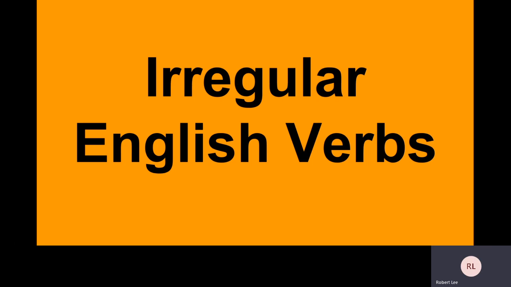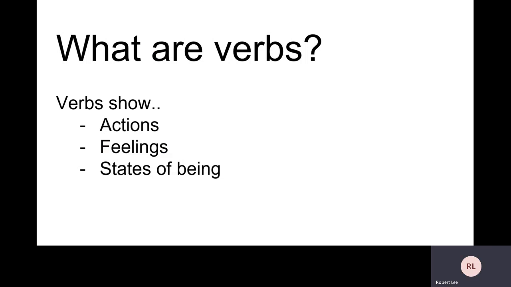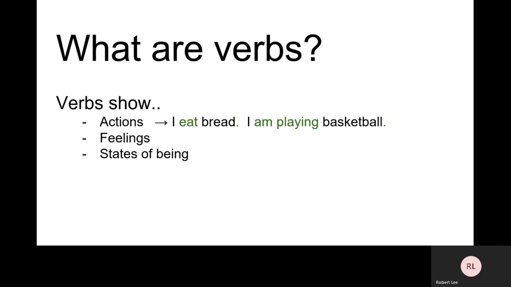Hi everyone. For this video, I will be talking about the top 20 irregular English verbs. Once again, verbs are used to show actions, feelings, and states of being. For example, you can use verbs to talk about eating bread or playing basketball to show actions. Feelings include the verbs like and hate.